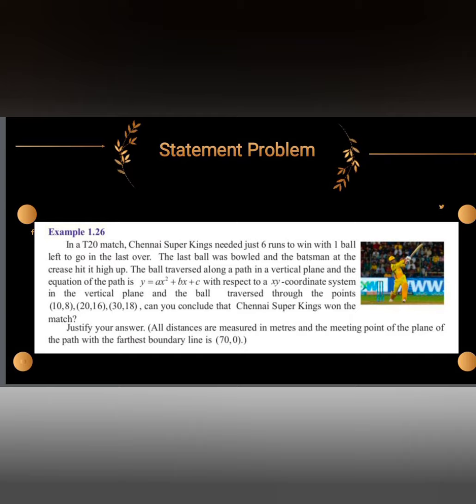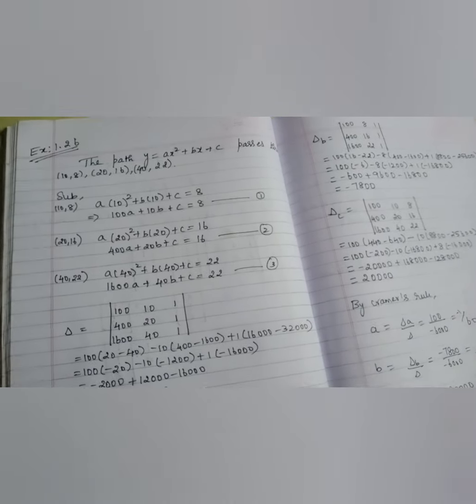We'll substitute these points in the given equation. We'll frame the 3 equations for Cramer's rule and then we'll apply it. And the important thing is, justify your answer. So we have to justify our answer also. Let's move on to the sum now. So now we'll move on to the solution.